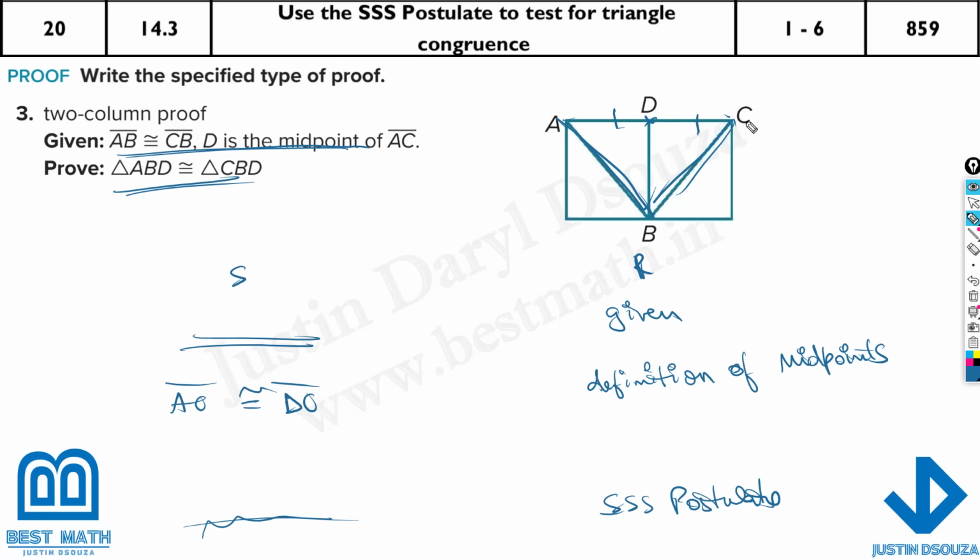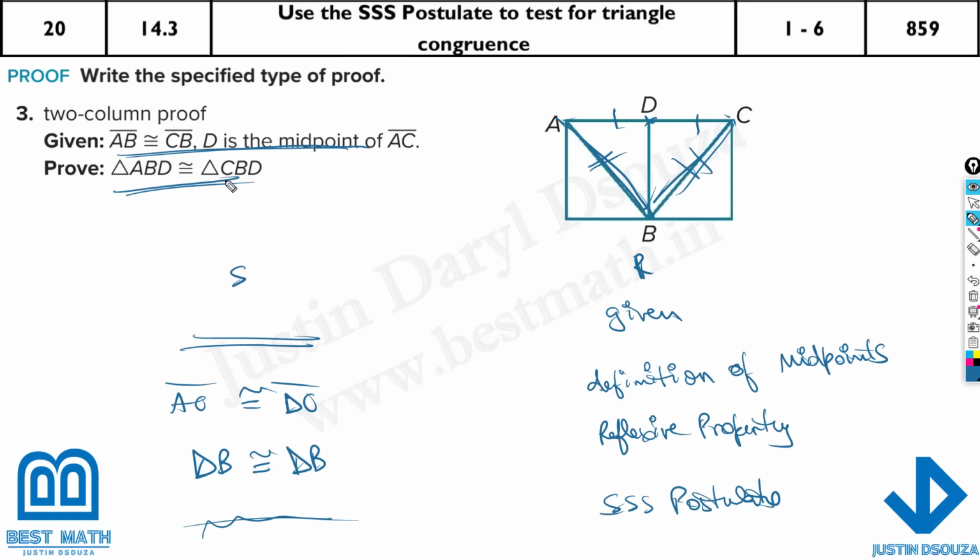Now this line is equal, and this was already given, AB and BC. What about DB? DB is congruent to DB itself. Why? Because it is the reflexive property which we did in the last problem. Reflexive property. So if you write these four statements, it's done.